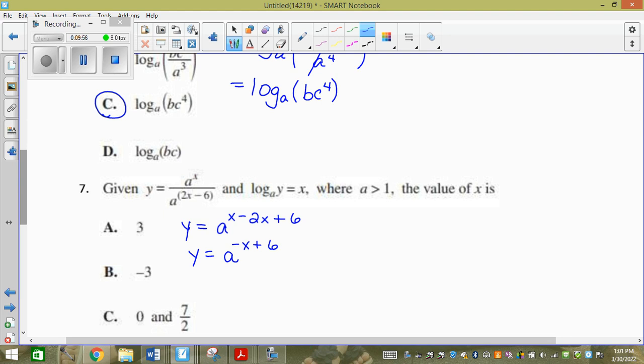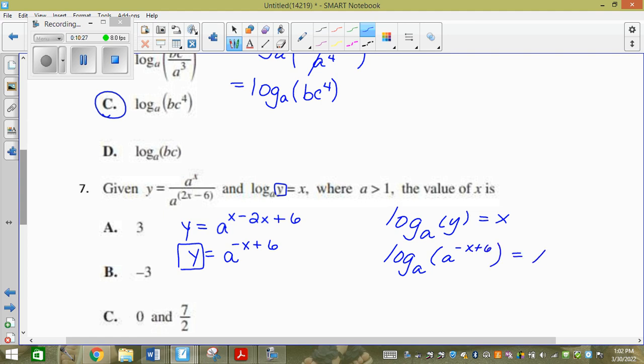Do we agree? So I know what y equals. So can't I just put it in for y? I can swap out the y's, can't I? And now I know what y equals. Take that y, toss it out, and replace it with a to the negative x plus 6. So I have log base a of y equals x. But I can replace the y with log base a of a to the negative x plus 6 equals x.